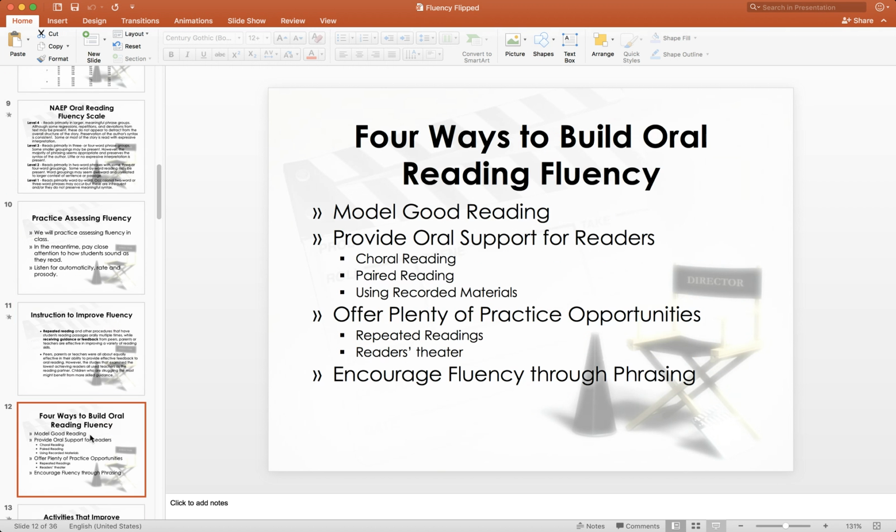Okay? All right, so 4 ways to build oral reading fluency. First of all, model good reading to your students.